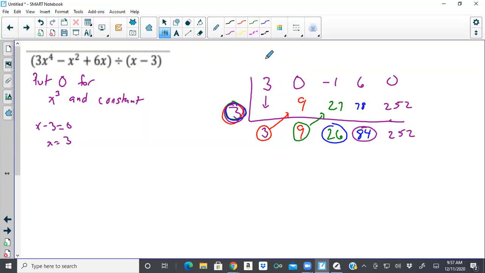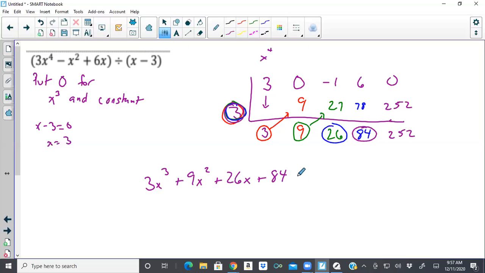So our highest degree was x to the fourth. Now our highest degree is going to be x to the third. X to the fourth gets dropped down 1, because technically we're dividing x to the fourth by x. So if we're dividing x to the fourth by x, that becomes x to the third. So 3x to the third plus 9x squared plus 26x plus 84.